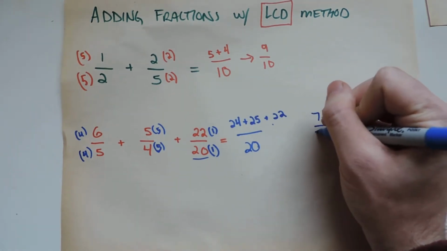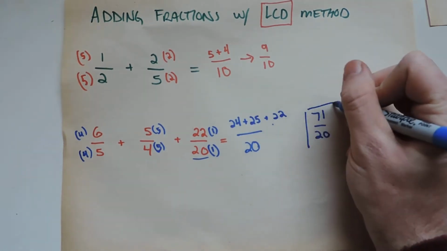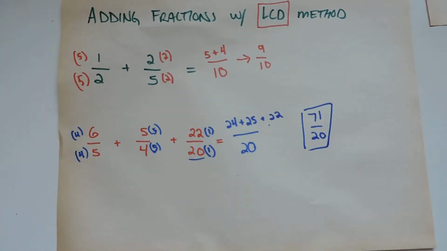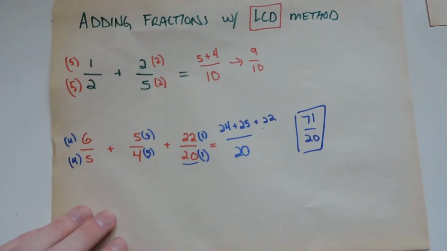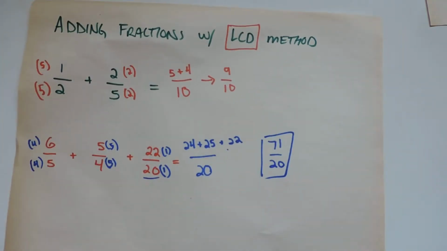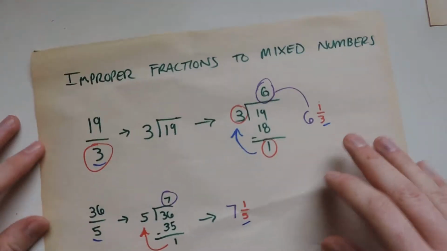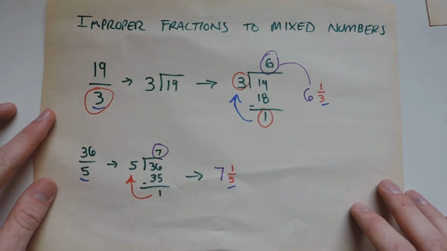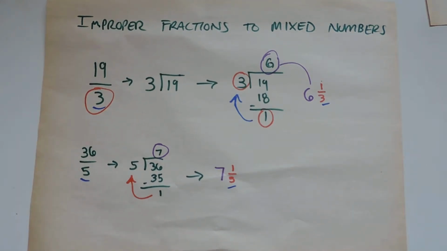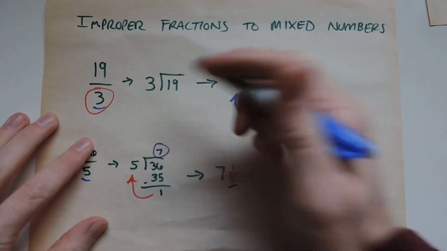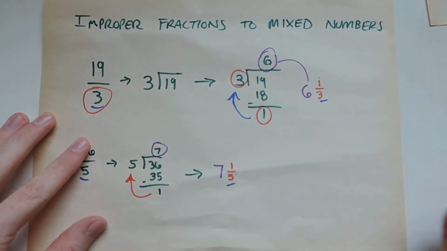71 over 20. And that is an improper fraction, so it's not proper. And so how do we deal with improper fractions? Like this. It's basically just division. So here's an improper fraction, 19 over 3. So what do we do? We take 3 and divide it into 19. So we say, how many times does 3 go into 19?